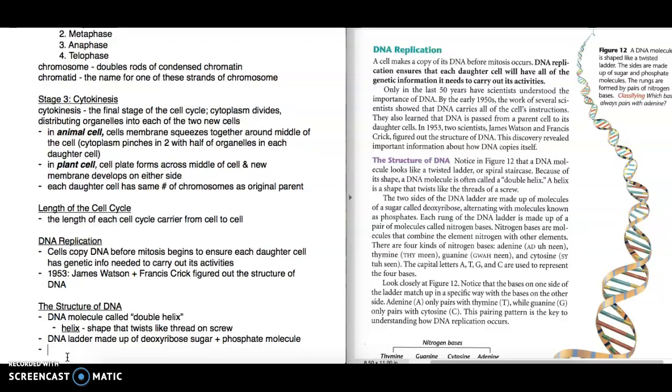In between each of these ladder pieces, we have rungs. So like the places where you put your feet on a ladder. Each rung on the DNA ladder is made up of a nitrogen base. That's what the book says.